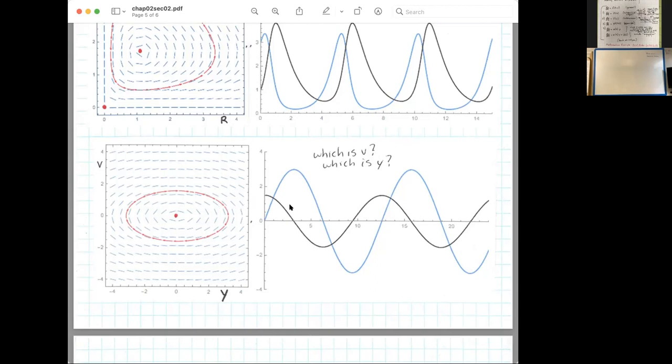So get used to looking at pictures in the phase plane, individual pictures, and matching what they look like. If I covered up one side, could you draw the other? And the answer is yes, qualitatively, both directions. If I covered up the left, you should be able to draw it from the information on the right, and vice versa, qualitatively at least.